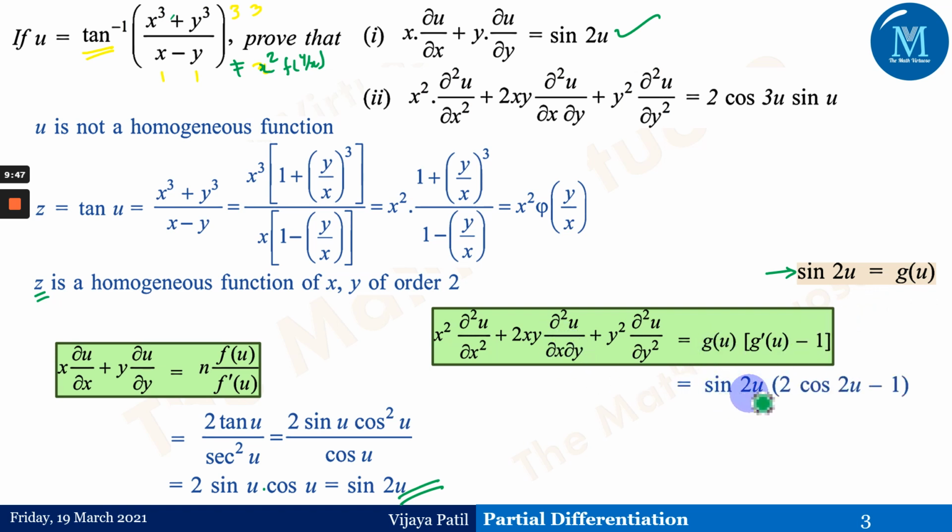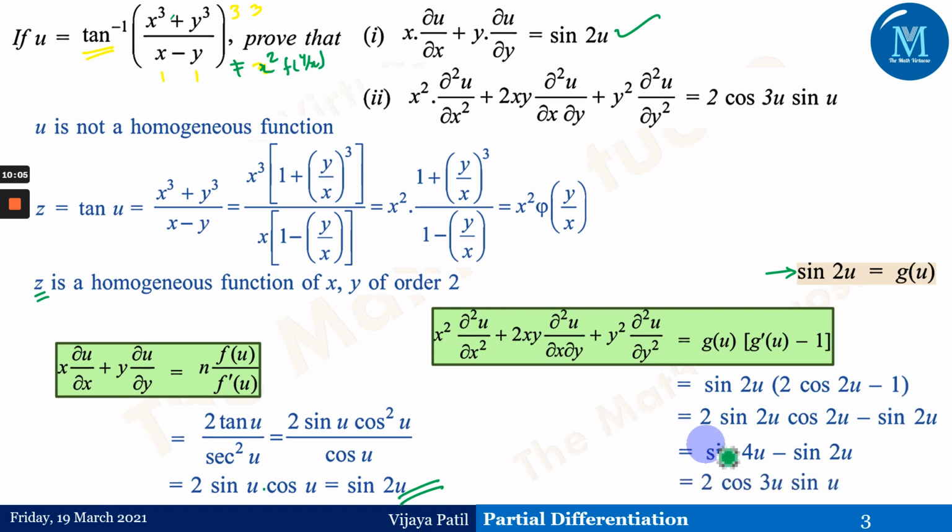So g of u is sine of 2u, g dash of u is 2 times cos of 2u. Then (g dash of u minus 1) gives 2 times cos 2u minus 1, and the multiplication of this bracket gives the first term as 2 times sine 2u into cos 2u, which is sine of 4u, minus sine of 2u. You can just use the formula of sine A minus sine B, and that would give us 2 times cos of 3u into sine of u, which is the second part of this question. So we have got the second answer also as proved.